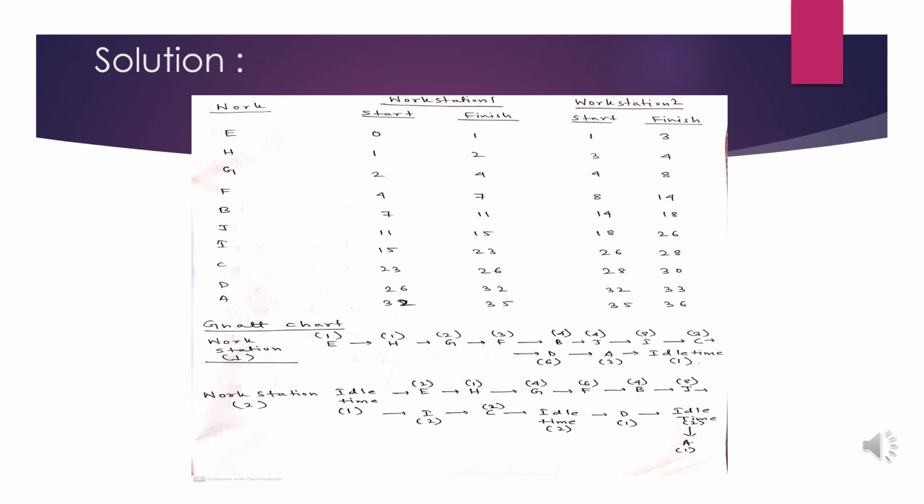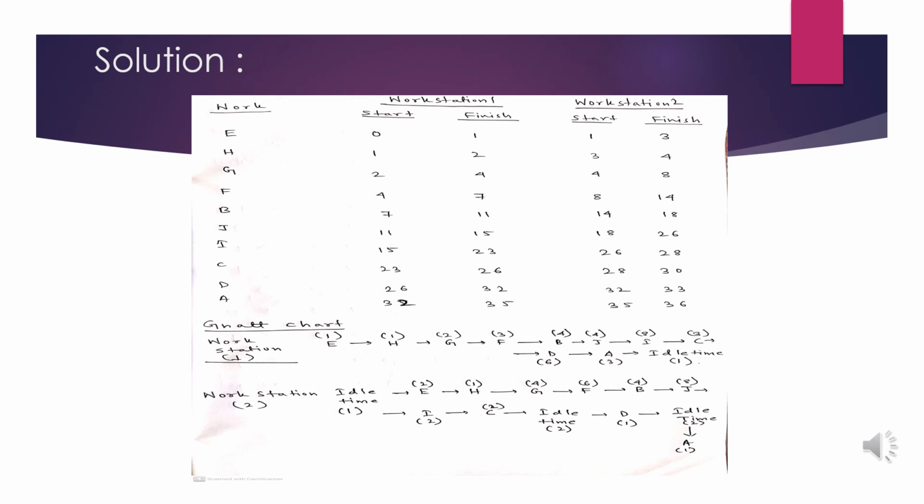So before going on to the scheduling of workstation 2, I'll complete the Gantt chart of workstation 1. I'll just put in the values, and at the end, in the space that I have kept after A, I'll write idle time 1. Right, because the work span is 36, but the entire process of workstation 1 is completing at 35. So I'll write idle time 1.